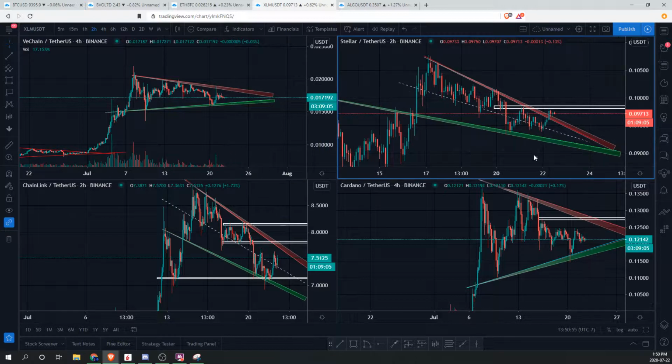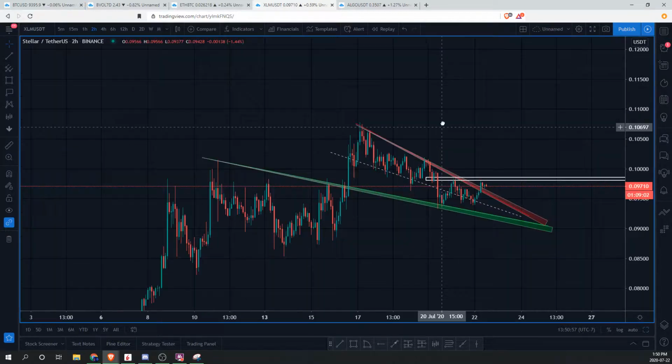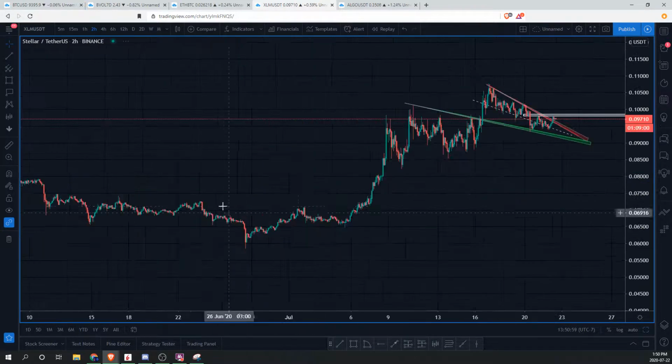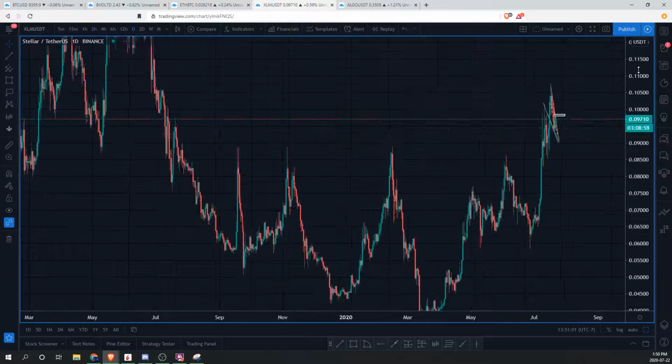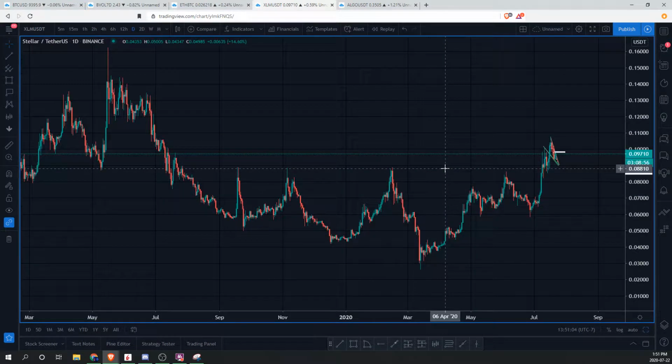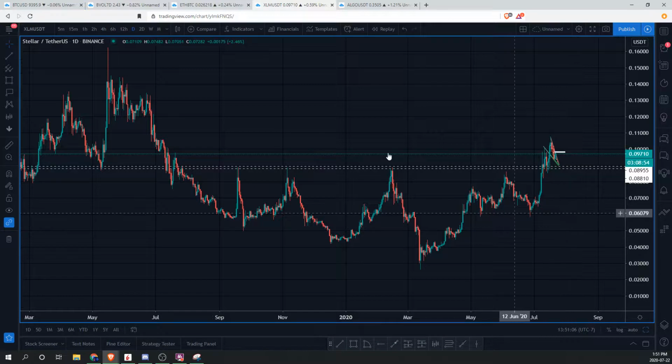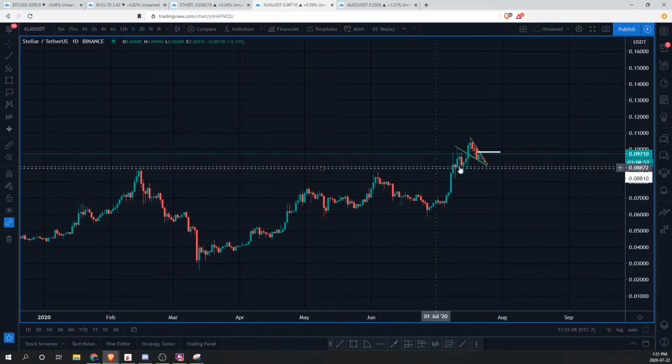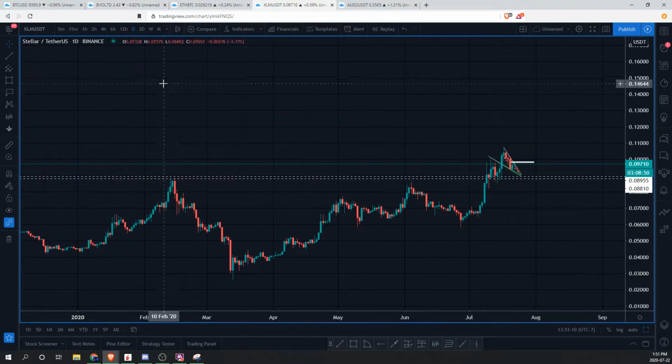Now we can see Stellar. That's going to be the next alt. It was doing really well. We see this nice run up here, and then we did break this major zone on Stellar as well. And we can see it's retesting this zone very, very aggressively. But the wedge is still holding.